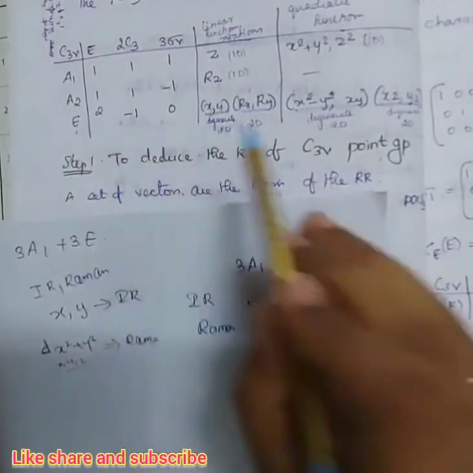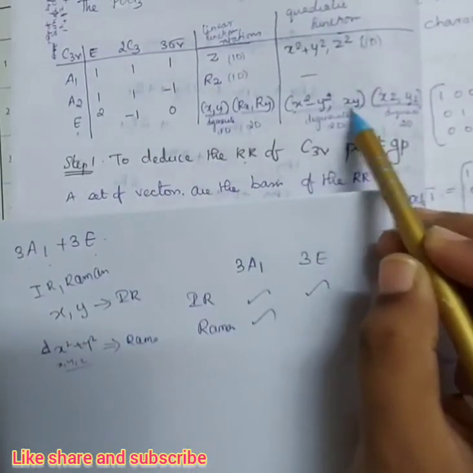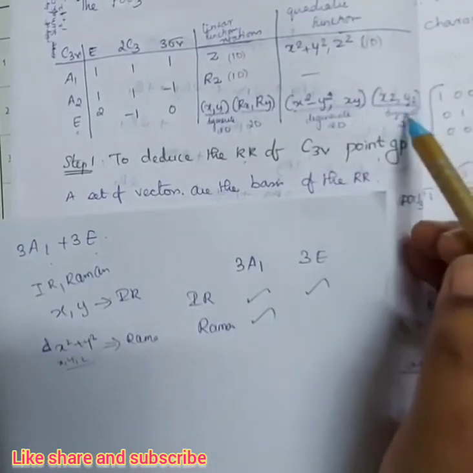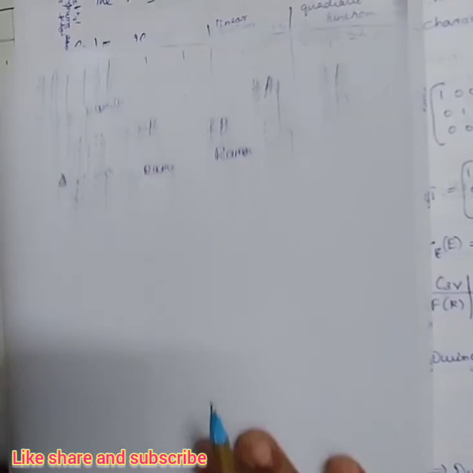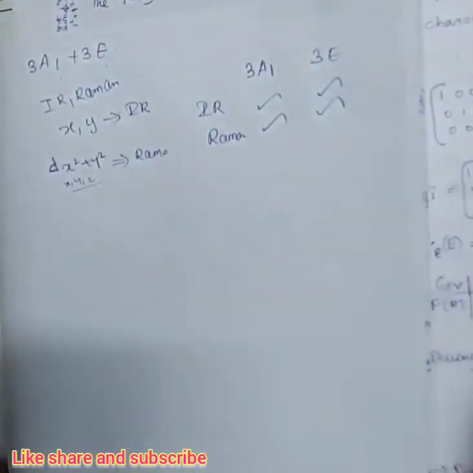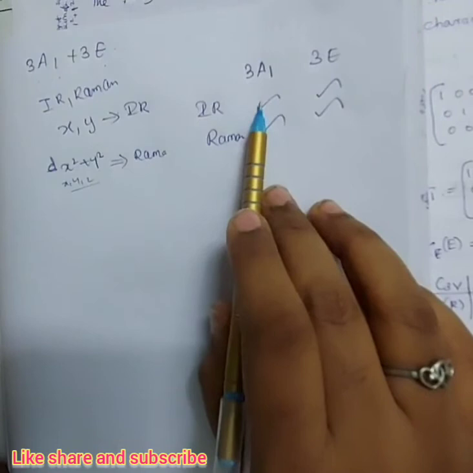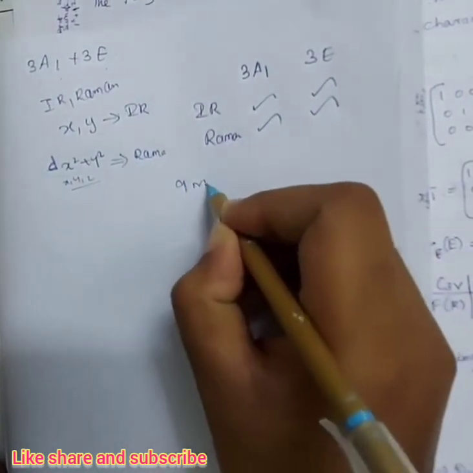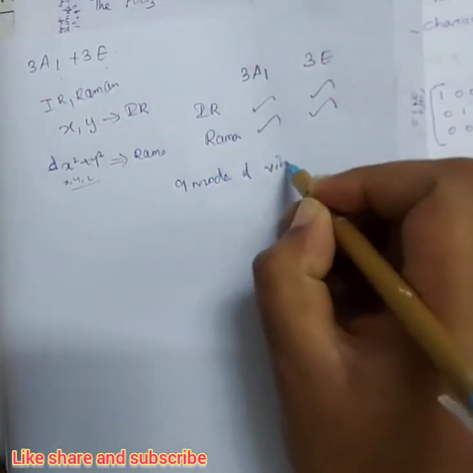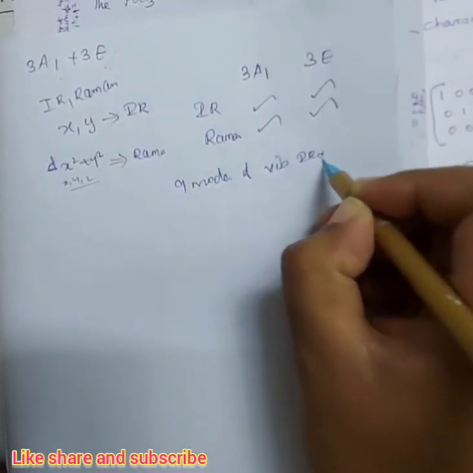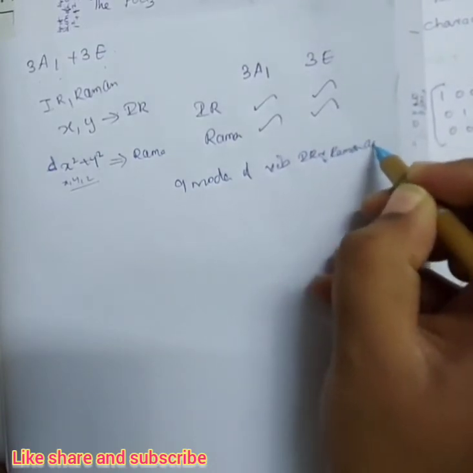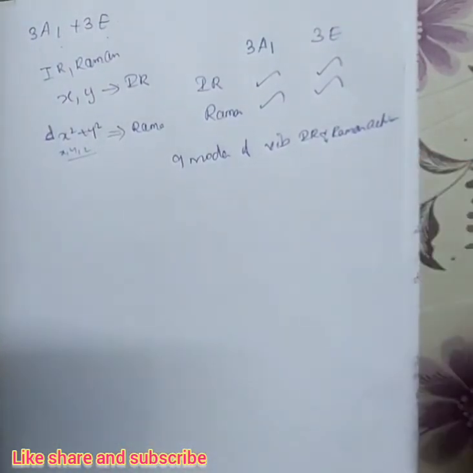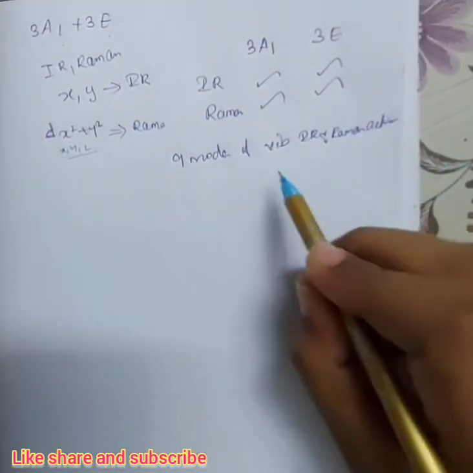In the case of E also we have x square minus y square and xy, these both are together considered as two-dimensional, okay? So xz and yz. So again we have this irreducible representation as Raman active. So both the A1 and E are IR and Raman active, and so finally the 9 modes of vibration are both IR and Raman active. So finally we have found out all the modes of vibration for this POCl3 molecule and also whether they are IR and Raman active.